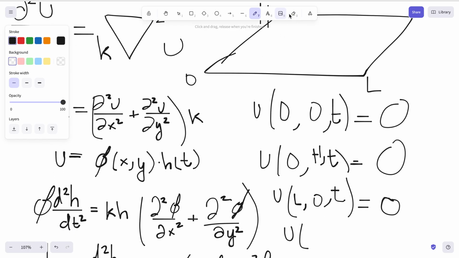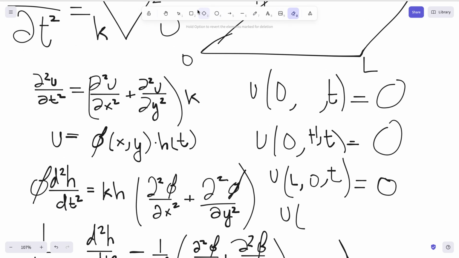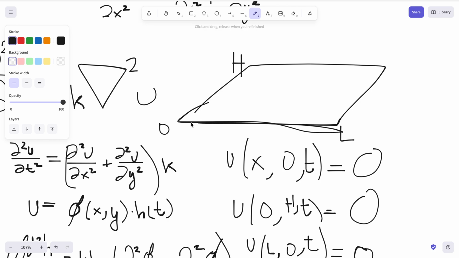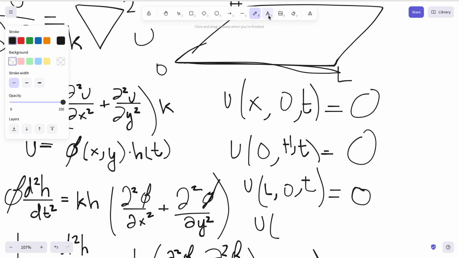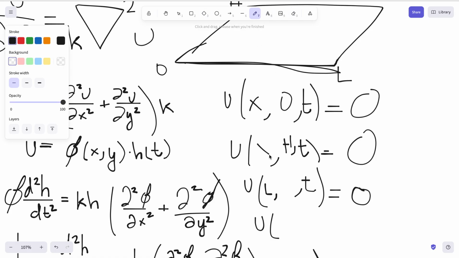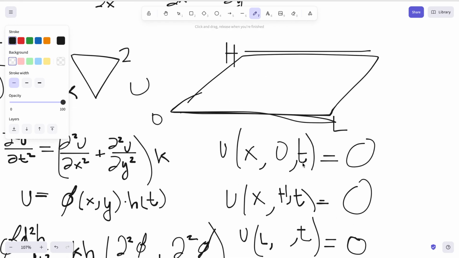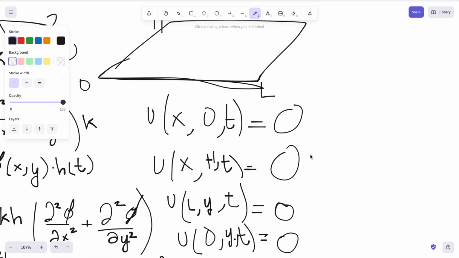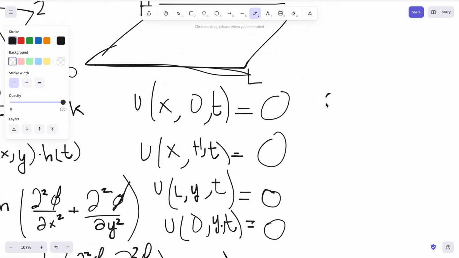Let me rewrite these boundary conditions real quick. We'll say u at x, comma, 0, that's how you're supposed to do it. So for this boundary here, at x, comma, 0, is all equal to 0. And then similarly here, it would be x, comma, H, so then up on this boundary, and L, comma, y, and 0, comma, y, comma, t equals 0.